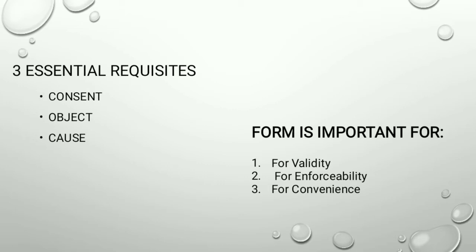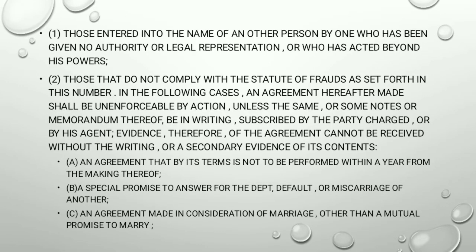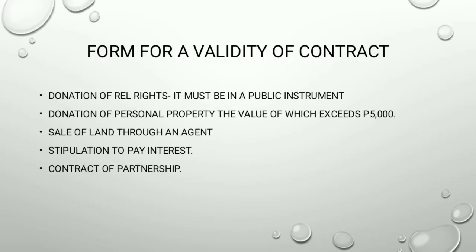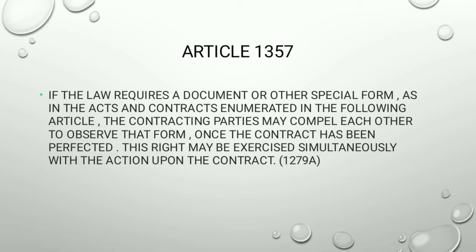Let's proceed to the third, for convenience. Yung for convenience ay makikita sa Article 1357. If the law requires a document or other special form, as in the acts and contracts enumerated in the following article, the contracting parties may compel each other to observe that form. Once the contract has been perfected, this right may be exercised simultaneously with the action upon the contract. This provision talks about the right of both parties to compel each other to execute the necessary form, and also the right of a party against a third person.